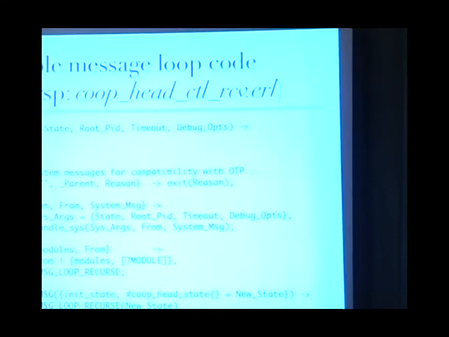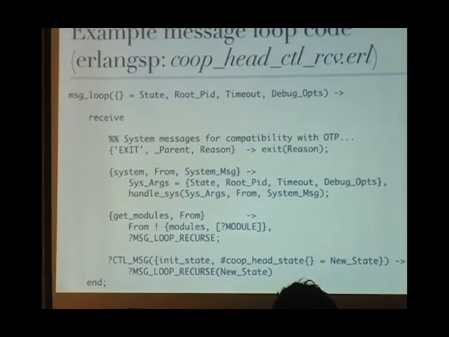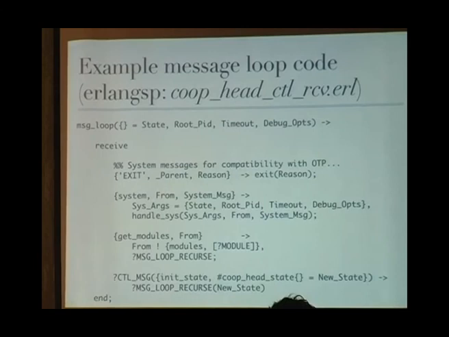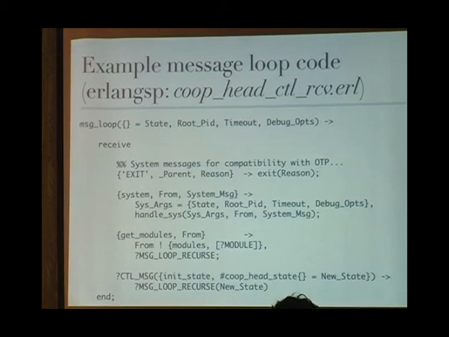So here's an example just to show you what OTP compliance looks like for people that haven't tried to do a spawn of a proc_lib and make it talk to a gen_server. I actually grabbed this from my co-op head. In a co-op, there's a control channel and a data channel, and each of those is represented by a process. And then they hand off to a root process, which talks to the root node of the graph, and then things spread out from there.